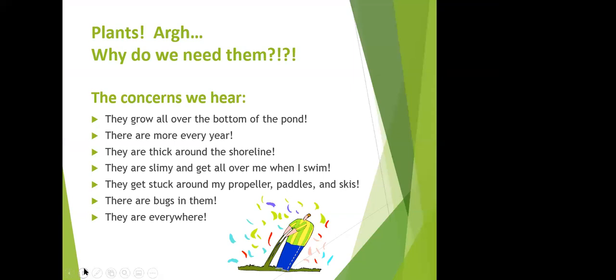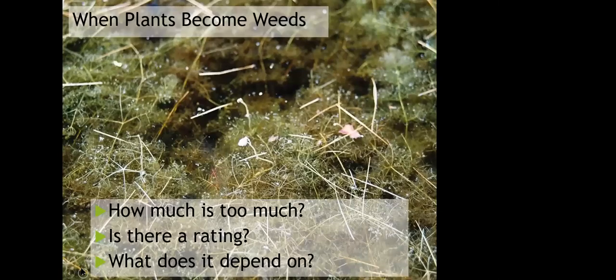So with that said, as a biologist, I do hear a lot of concerns about plant growth. And these are a lot of the things that I hear. I just listed some of them here. It's kind of interesting, the different perspectives that are out there about plants and the things that plants harbor. So the question comes up: what is that threshold when a little bit of plant growth is too much? Is there a rating system for this, and what does it depend on?